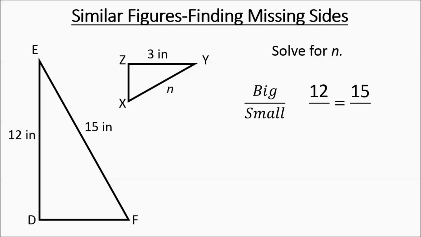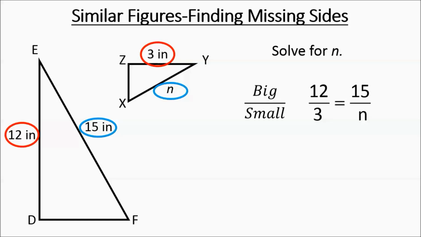Then we want to start looking for their corresponding sides. If we look at the two pictures, we see that 12 and 3 correspond, so they're going to go in the same ratio, as well as the 15 and the n. They're going to be in the same ratio, so I'm going to put them in accordingly. To solve for n, I did show you the little trick you can use on calculators in class, where you do 15 times 3 divided by 12.